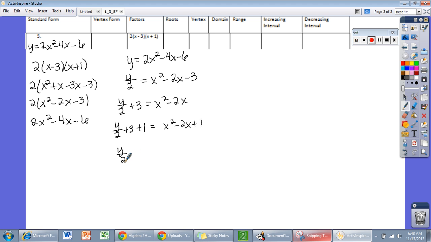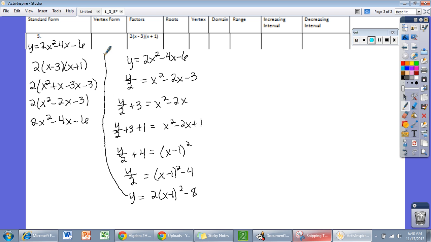So I combine my like terms, and I'm factoring this, which factors to be x minus 1 squared. So I subtract the 4 from both sides. And the last thing to do is I have to multiply both sides by 2. So y is equal to 2 times x minus 1 squared minus 8. So that's my vertex form, which I don't want to mess up too much. So that would go in this box right here. Okay, so that would tell me my vertex is a positive 1 and a negative 8. Oh, I wrote that in the wrong box. I'm sorry, guys. That's the vertex. A positive 1 and a negative 8.